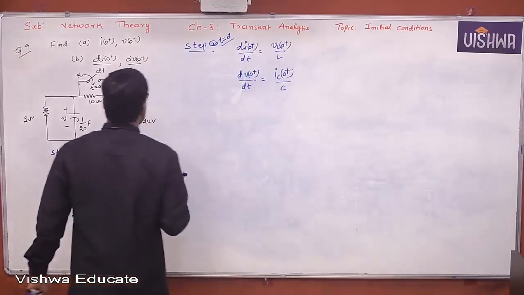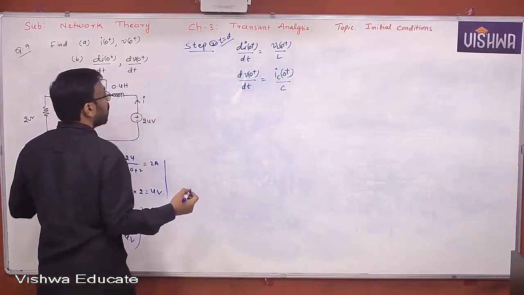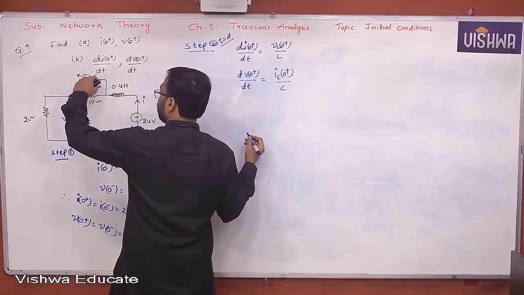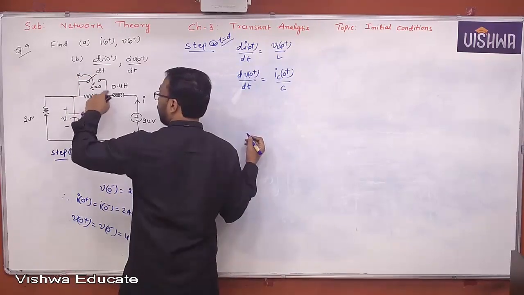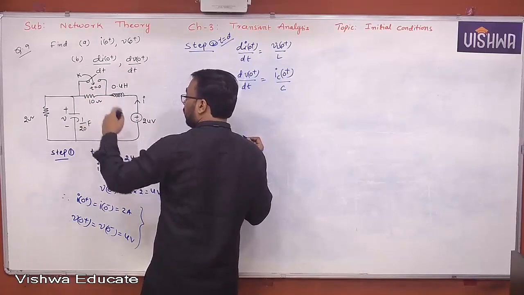Okay. So I need to find VL of 0 plus and IC of 0 plus. For that, let me draw the equivalent circuit. Switch is closed. Once it is closed, then it is shorted. Can I neglect the 10 ohm resistor here? Agree all of you? I can neglect the 10 ohm resistor.